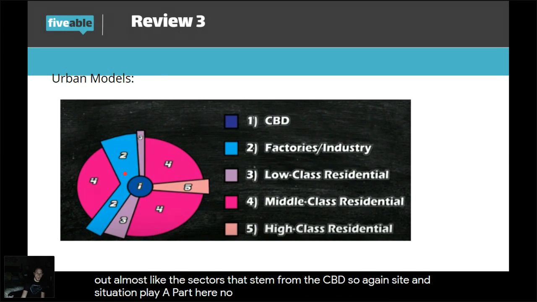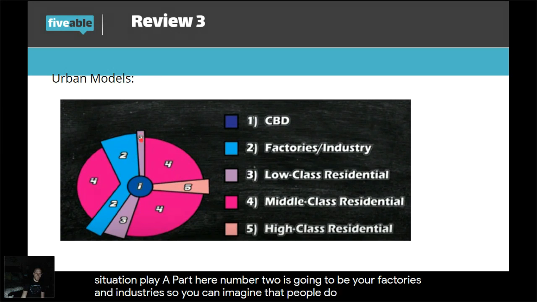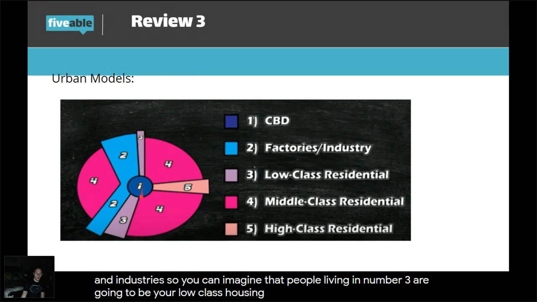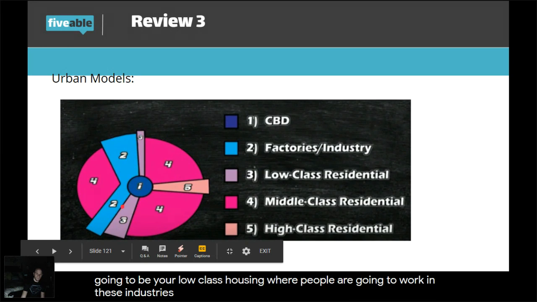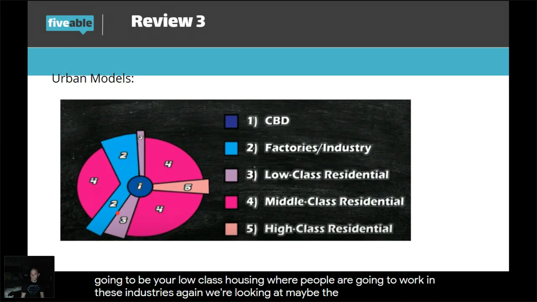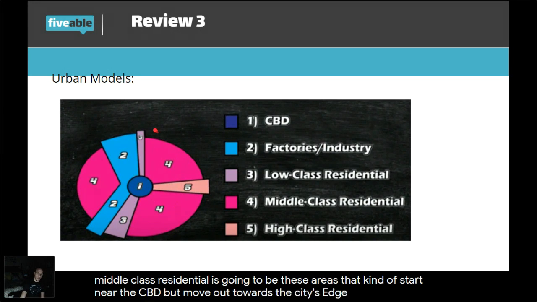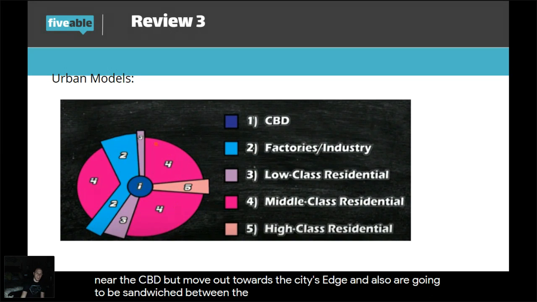Number two is going to be your factories and industries. So you can imagine that people living in number three are going to be your low-class housing where people are going to work in these industries. Again, we're looking at maybe the early 1900s. The middle-class residential is going to be these areas that start near the CBD, but move out towards the city's edge, and also are going to be sandwiched between the high and the low-class housing, or on the other side of the industries.